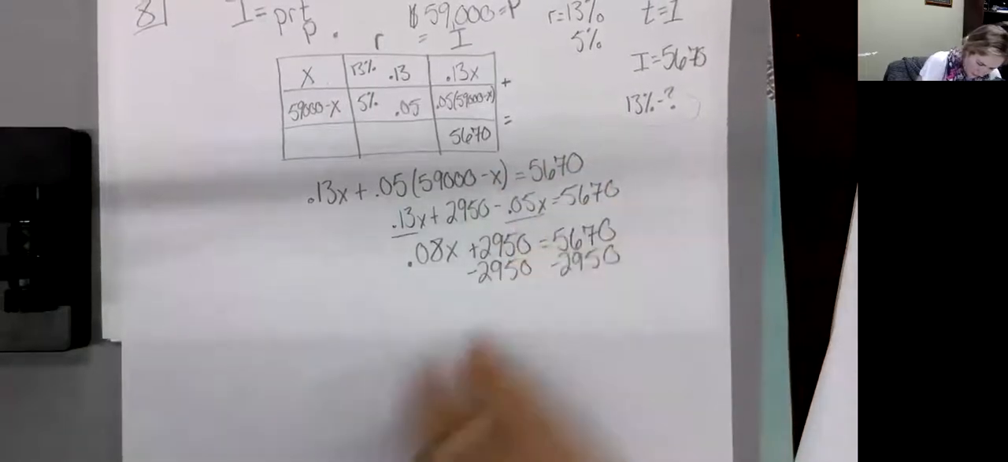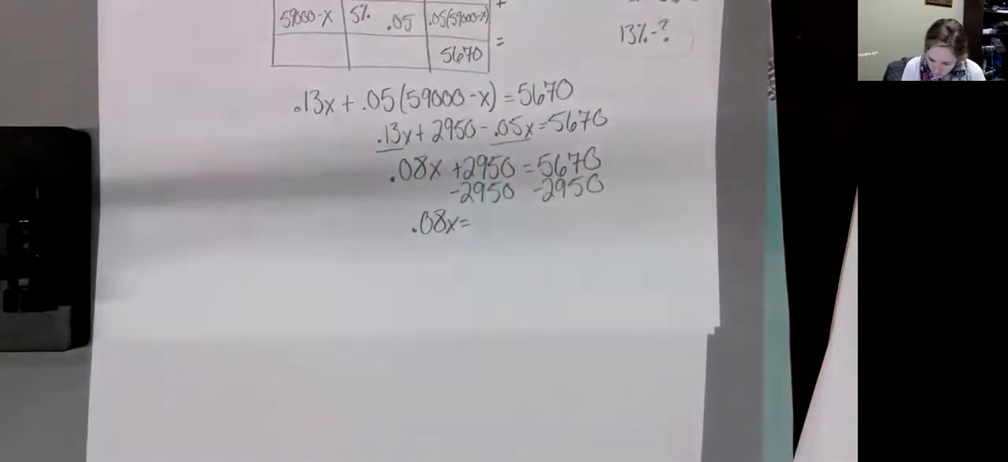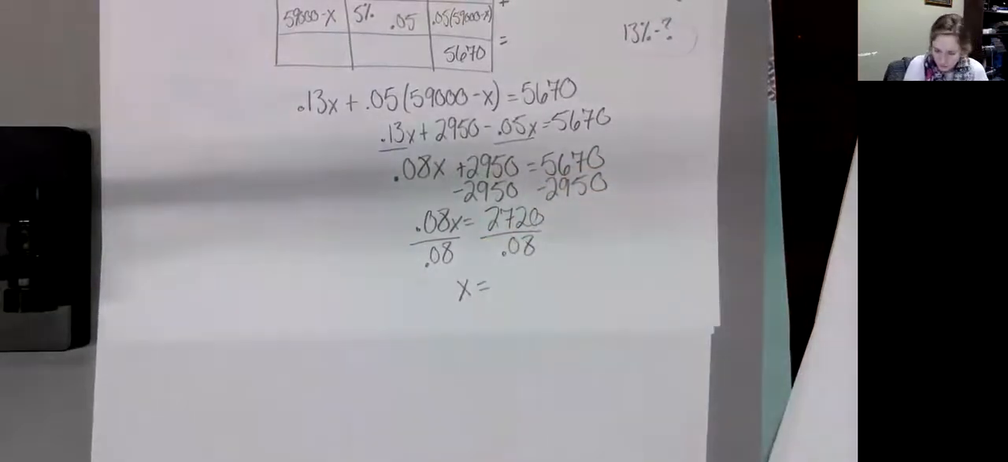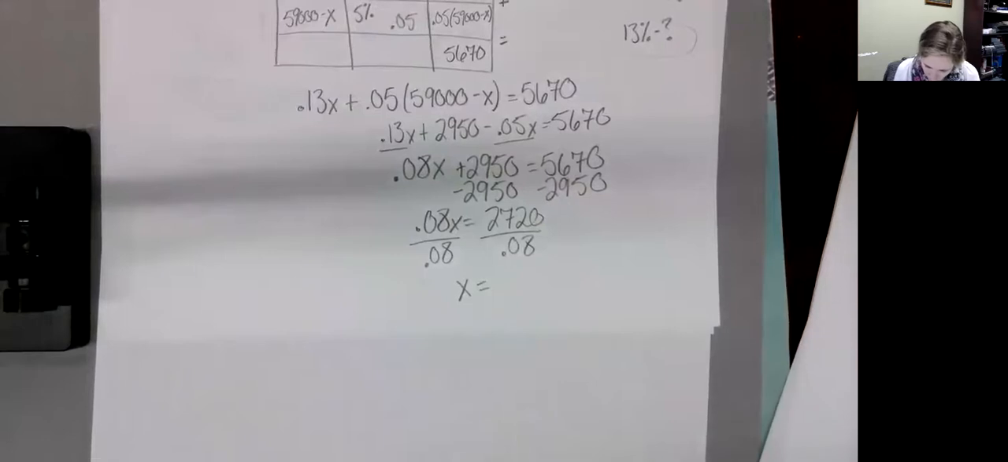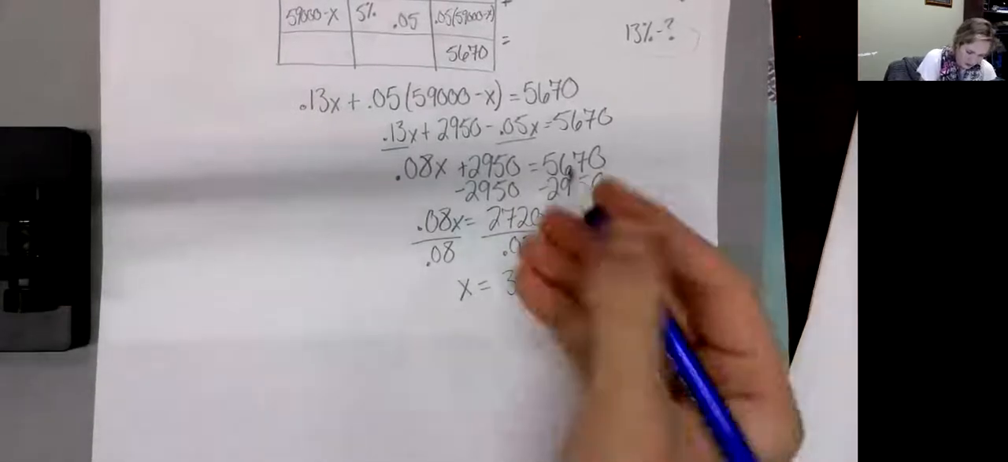So this is 0, so we have 0.08x equals 2,720. And we'll divide by our 0.08 to get x alone. So x equals 2,720 divided by 0.08, 34,000. And since this went with our 13% up here, this one would be 34,000.